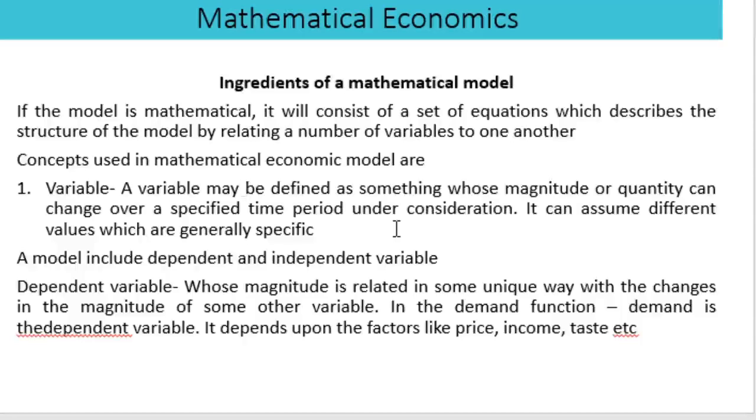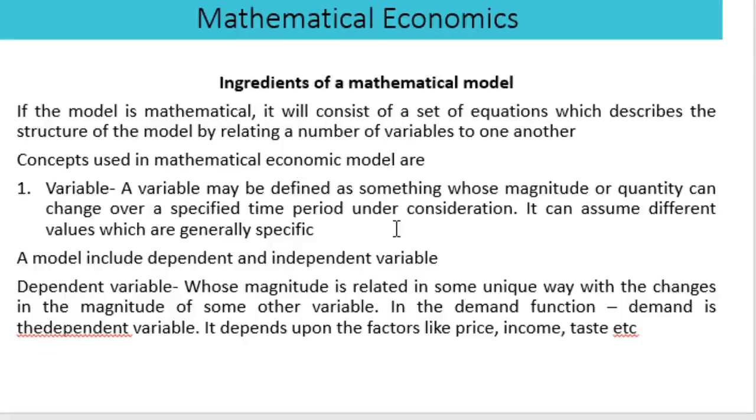A variable may be defined as something whose magnitude or quantity can change over a specified time period under consideration. That is, it can assume different values which are generally specific. And a model includes dependent and independent variables. Then what is a dependent variable? A dependent variable is one whose magnitude is related in some unique way with the changes in the magnitudes of some other variable.